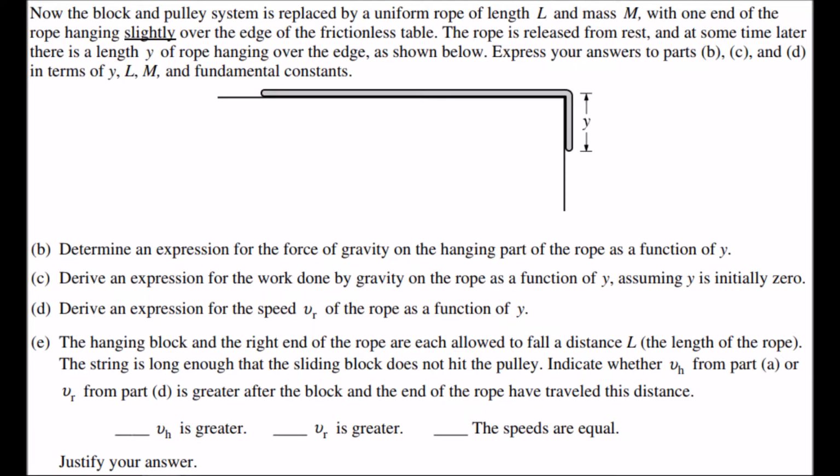Now the block and pulley system is replaced by a uniform rope of length L and a mass m, with one end of the rope hanging slightly over the edge of the frictionless table. The rope is released from rest, and at some time later, there is a length of y rope hanging over the edge as shown below. Express your answers to parts B, C, D in terms of y, L, m, and fundamental constants.